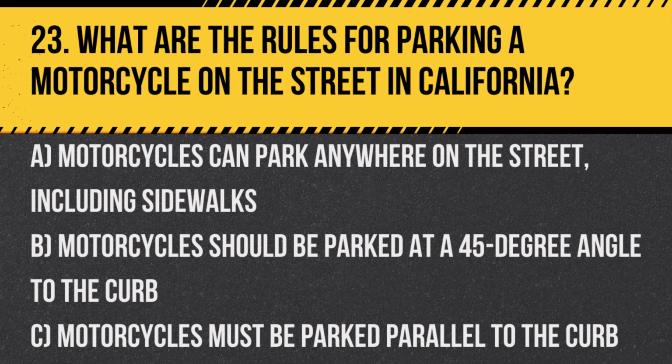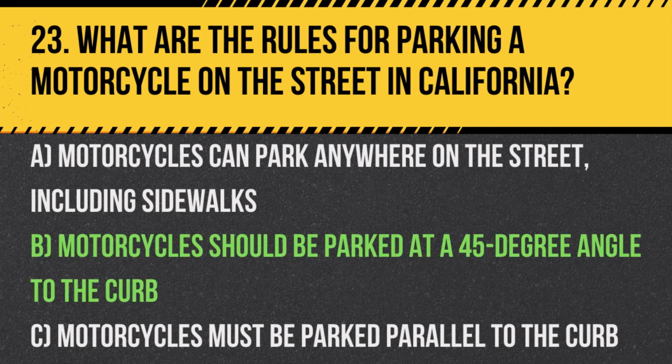Question 23. What are the rules for parking a motorcycle on the street in California? A. Motorcycles can park anywhere on the street, including sidewalks. B. Motorcycles should be parked at a 45-degree angle to the curb. C. Motorcycles must be parked parallel to the curb.